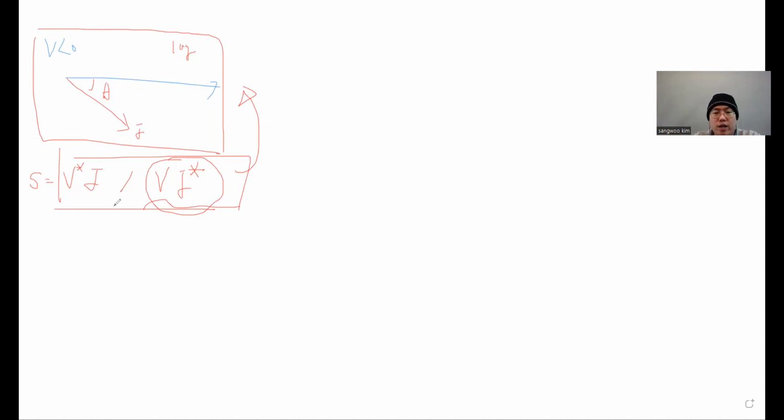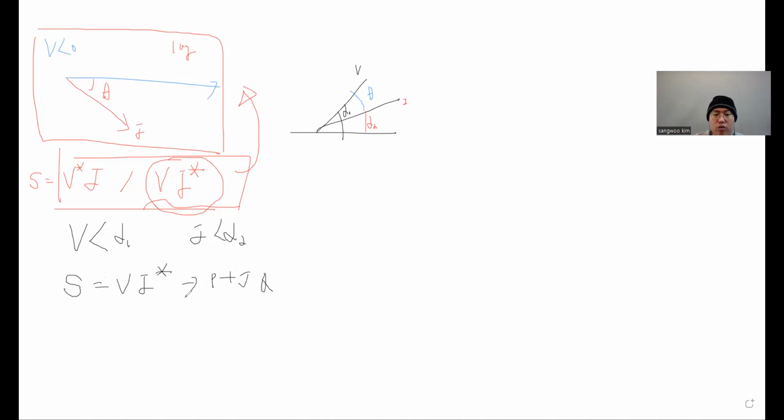So first of all, I will try to do it. Look at that. Alpha 1 is for V and alpha 2 is for I. So first of all, we need to draw here: V, with alpha 1, and this is I, with alpha 2. And the angle between V and I we will call theta, right? So what I want to say is V I conjugate here.